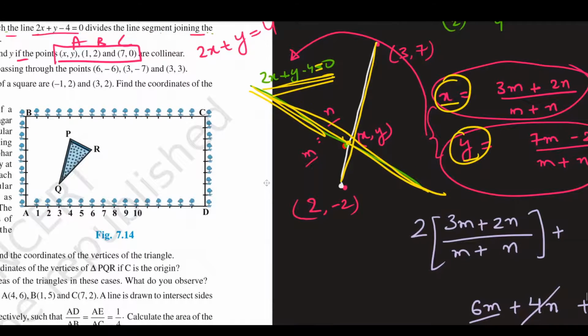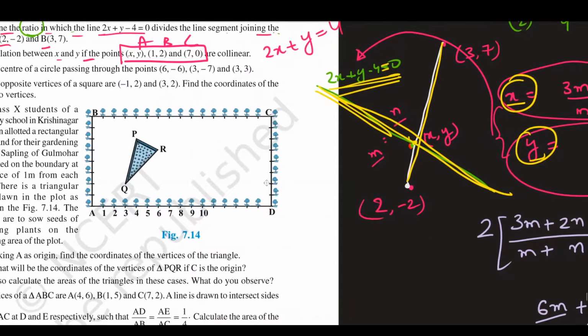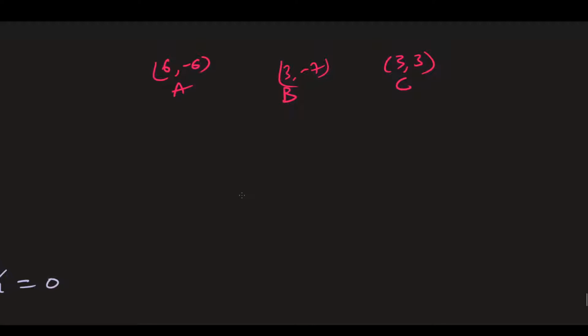The points are 6 comma minus 6, 3 comma minus 7 and 3 comma 3. So A, B and C. Now just look at this. If we start with the length AB, the length AB is root of 9 plus 1, that is root of 10. We have used the distance formula, and you should be very clear with this formula.